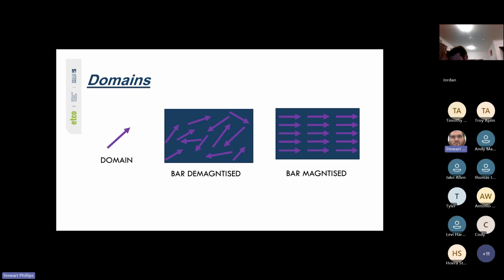We move from having individual domains that are all random, and then as we pass over the magnetizing field, they coalesce and all line up like this. That is how domain theory works. See there, they move around and then they line up and become magnetized.